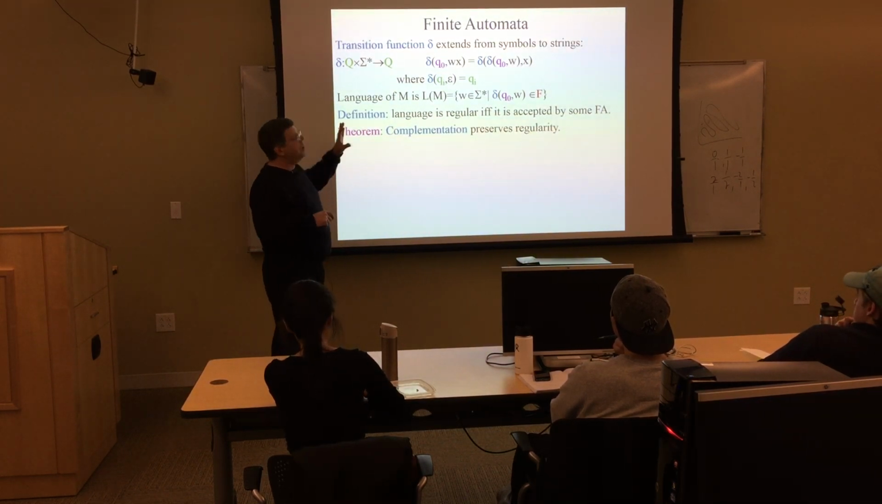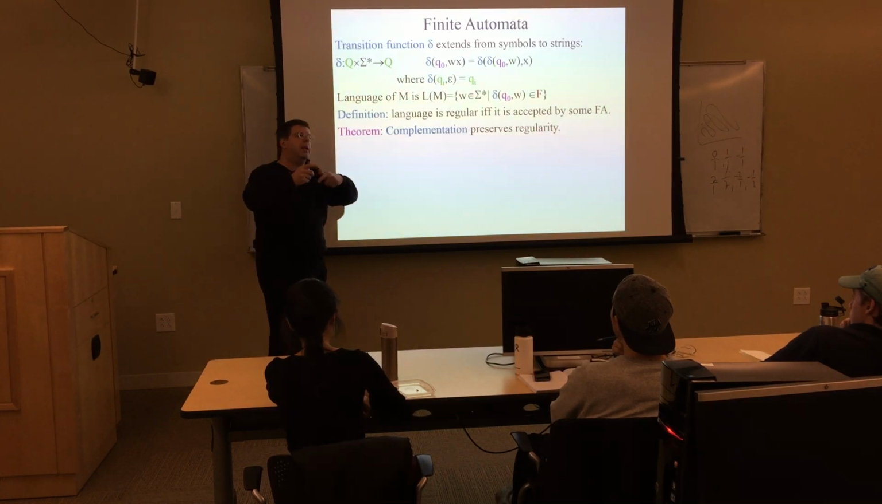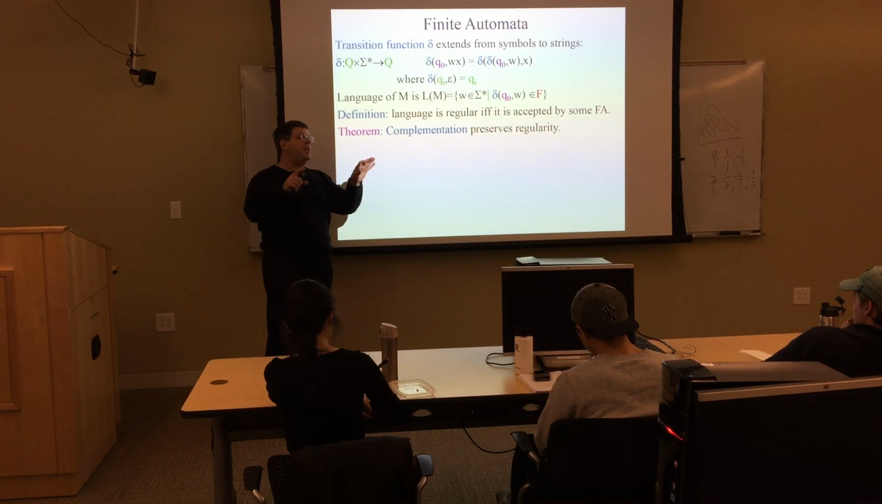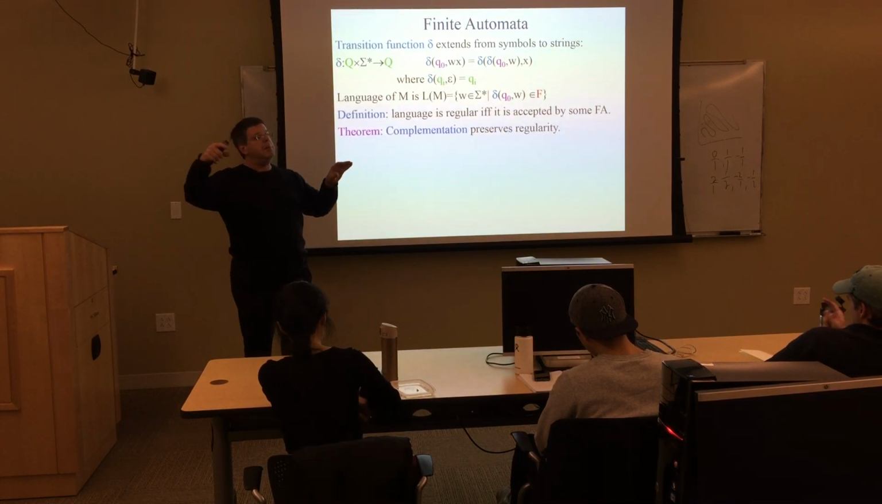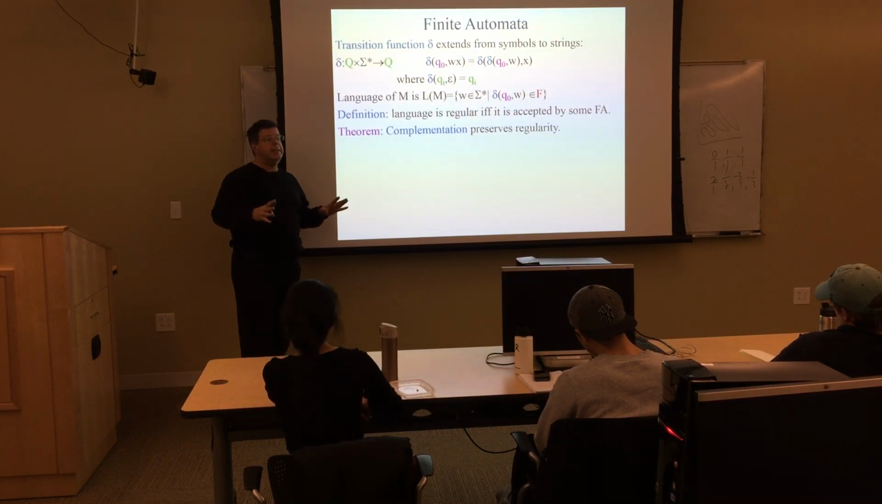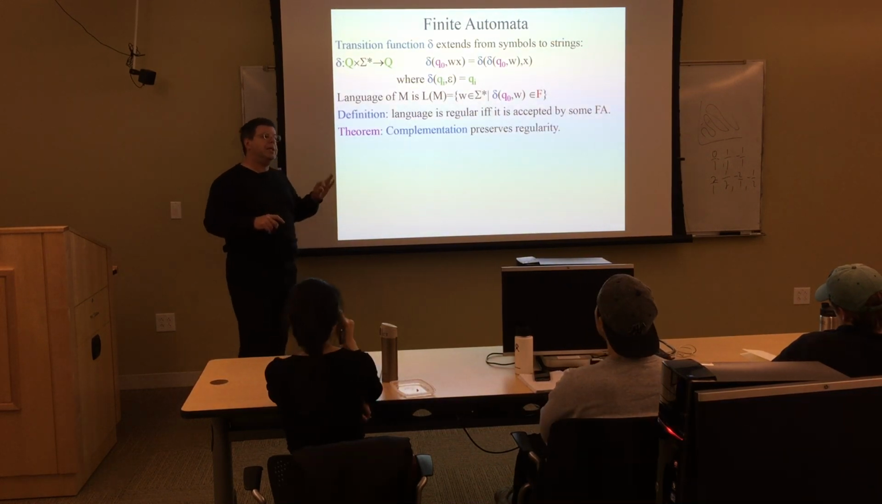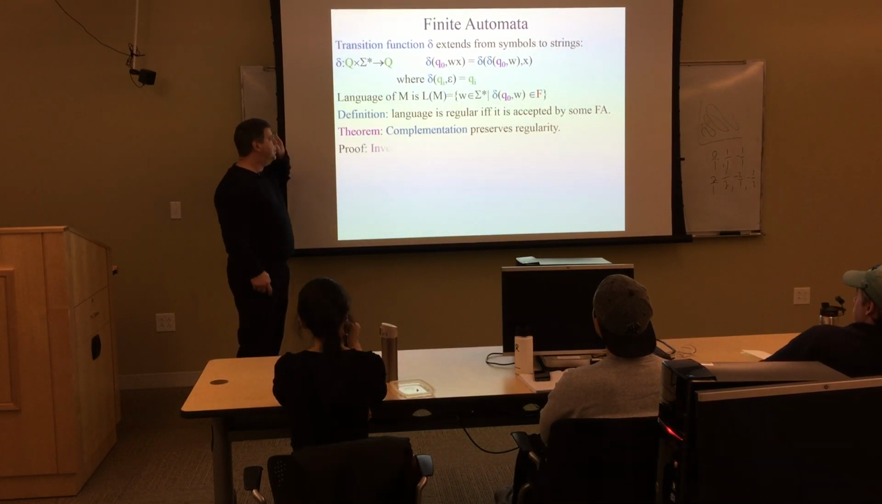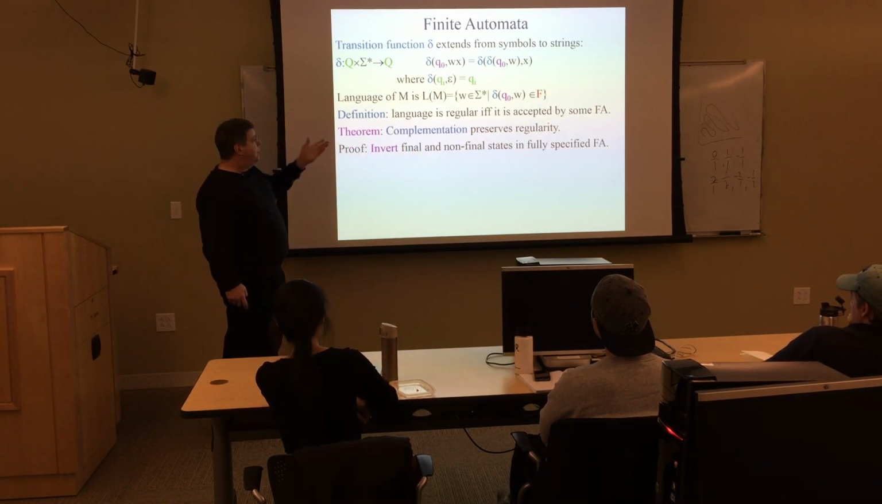If you take a language and you complement it, take the complement of the language, that is sigma star minus the language. If that language was regular to begin with, the complement must also be regular. If there's a finite automata that accepts the language, there's also another finite automata that accepts the complement of the language. That didn't have to be the case. Some language classes that we'll see later are not closed under complementation. The language will be of a certain type, but its complement is not of that type. We'll see examples of that later for other classes. For finite automata, that happens to be true for regular languages. And here's how you prove it.